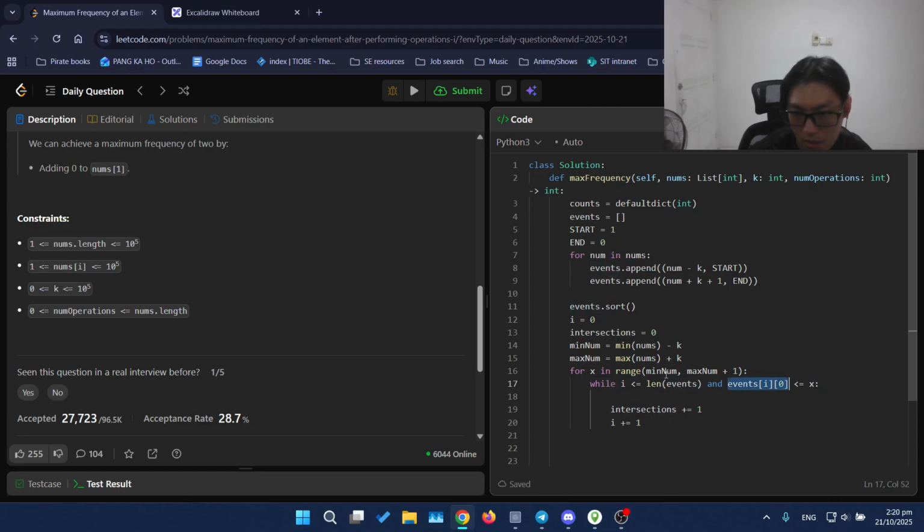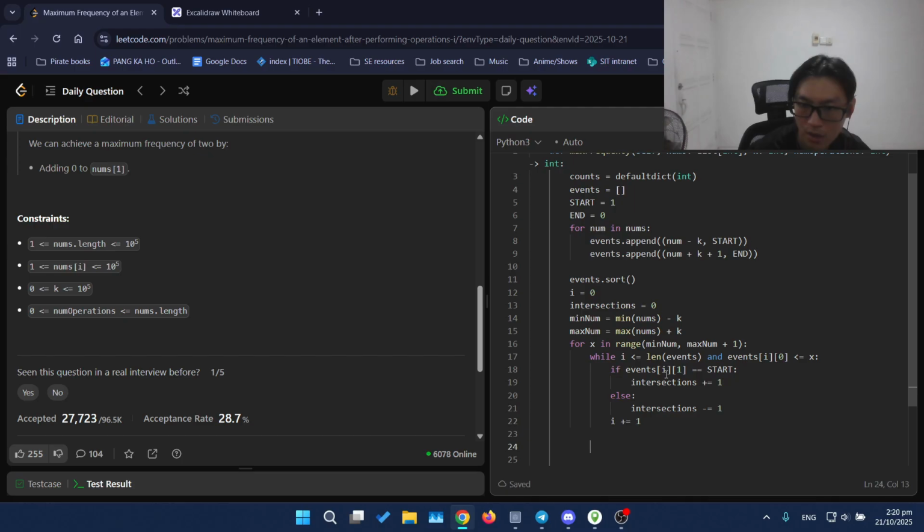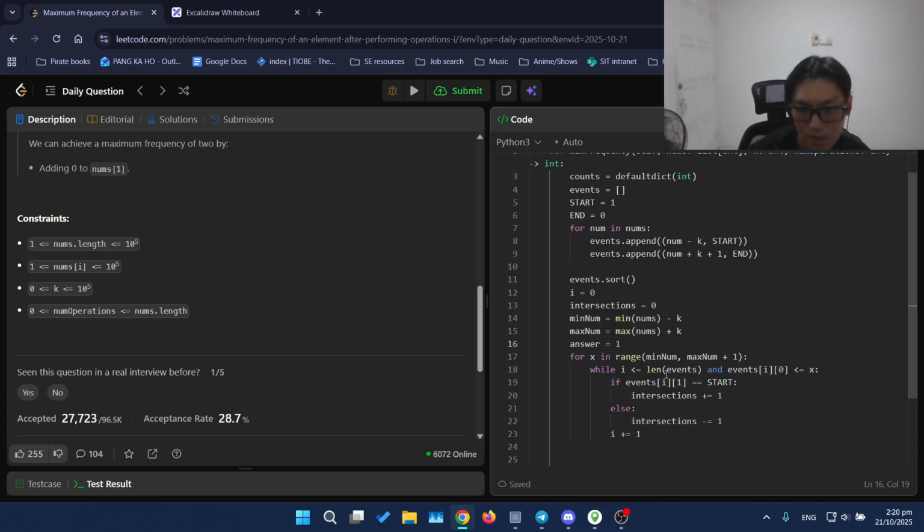I think you can just do this. If this is the start, we say intersections plus equals 1, else intersections minus equals 1, then the pointer. Then we say the answer, x equals to 1, I guess. Let's do 0, fine.